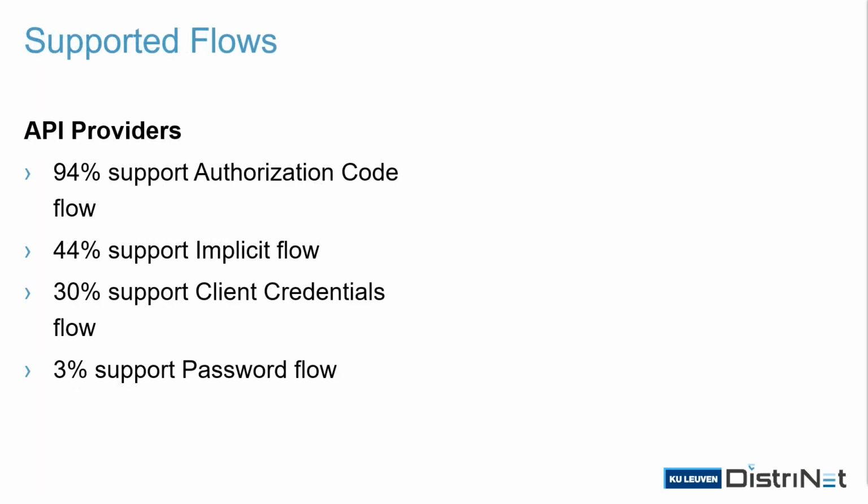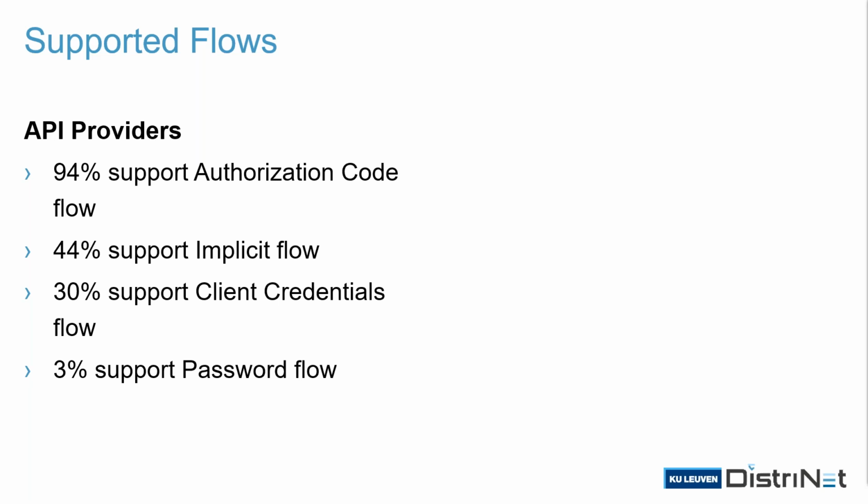Okay, so if we look at the API providers, a large majority is supporting the authorization code grant. So most of the sites that didn't support the authorization code grant actually only allowed machine-to-machine interaction. So they support the client credentials grant. And of all sites tested, there was only a single one that supported the implicit grant, but not the authorization code grant. So you could say that it's either the authorization code grant, the client credentials grant, or both.